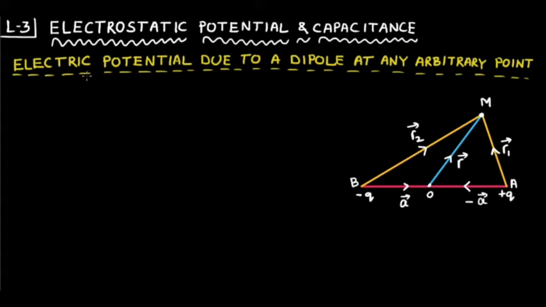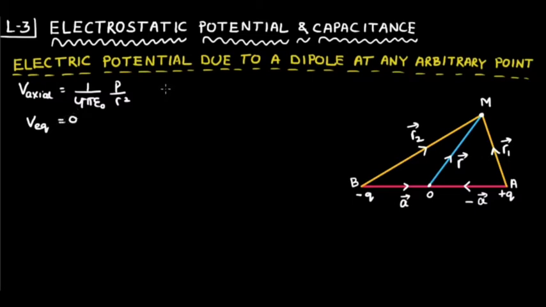Students, in the previous lecture we had derived the expression for the electric potential due to a dipole at its axial point and at its equatorial point. We had derived that the electric potential due to a dipole at its axial point is given by V axial equal to 1 by 4 pi epsilon naught P by R square, and the electric potential at the equatorial point is found to be V equatorial is equal to 0.